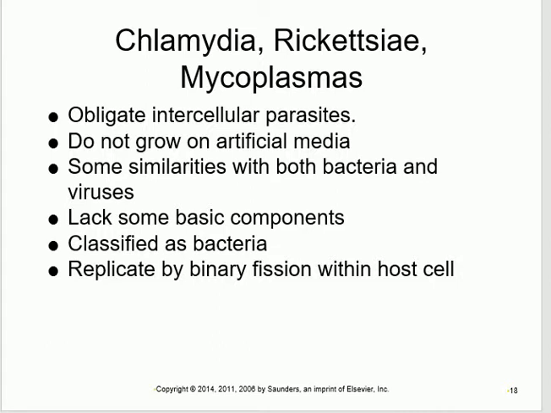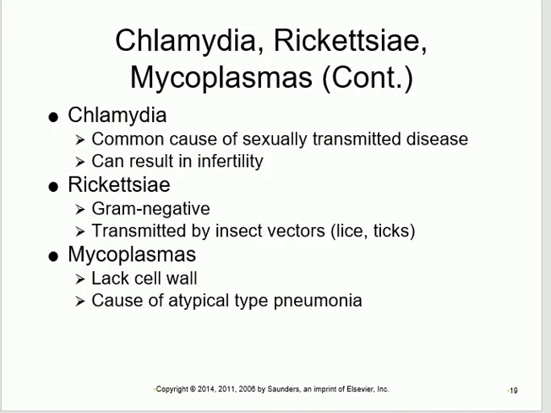Did you get the idea? So it's obligate intracellular still. They do not grow in artificial media, just like the viruses. They cannot survive in artificial media. They have to survive within the cells, just like the viruses. So these are the three types: Chlamydia, Rickettsia, and Mycoplasma that you need to remember.